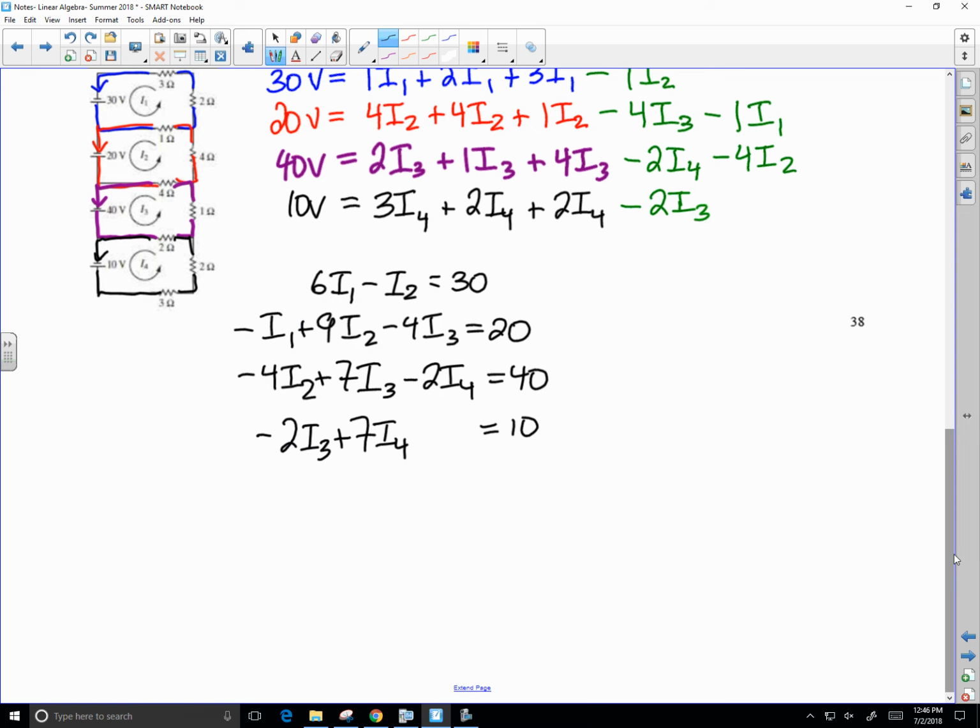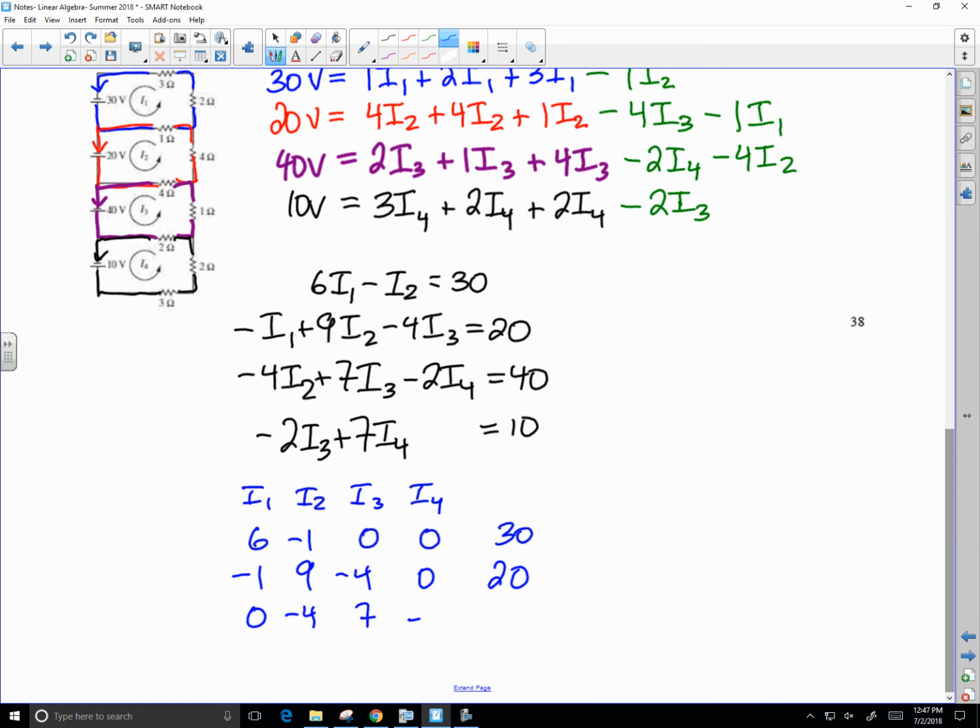All right. So it's a 4-variable system. So I have 6 for I1, negative 1 for I2, 0, 0. And then the resulting vector would start off with a 30. Negative 1, 9, negative 4, 0, 20, 0, negative 4, 7, negative 2, 40. 0, 0, negative 2, 7, 10.